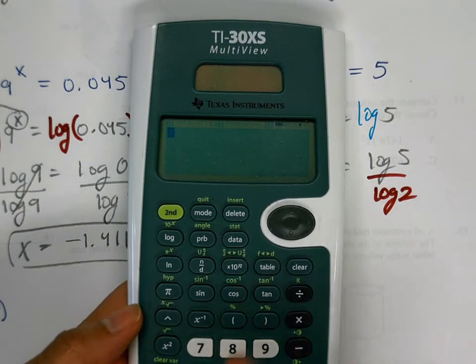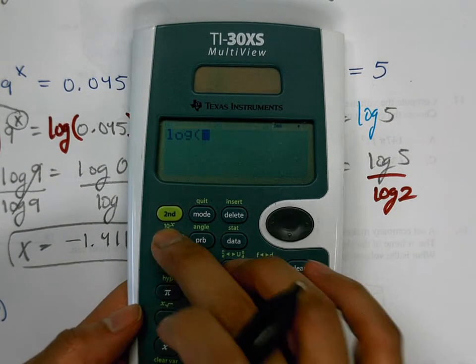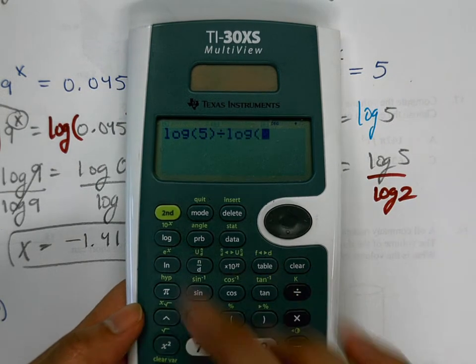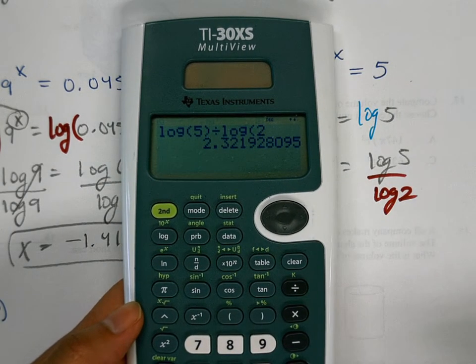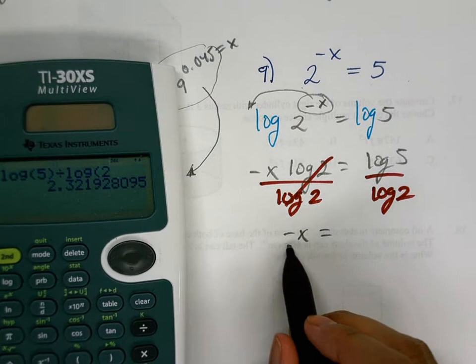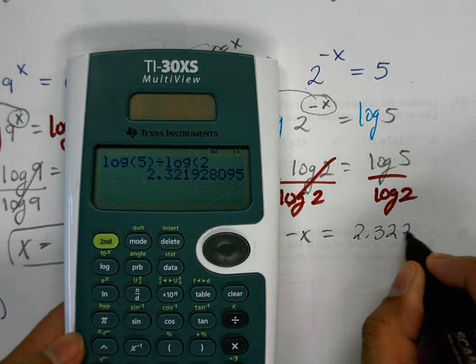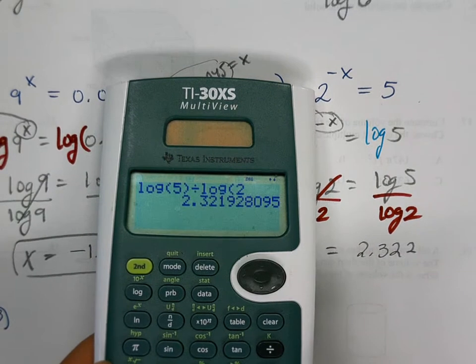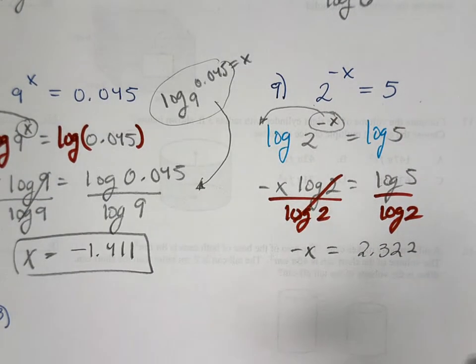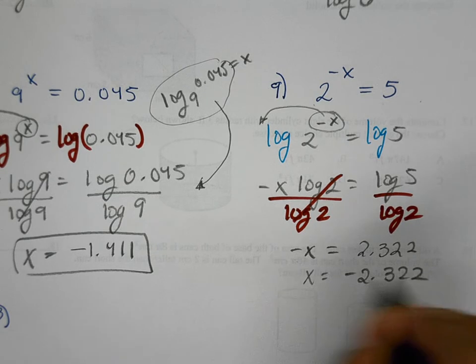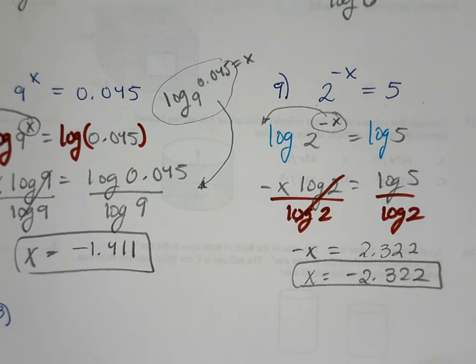Log of 5, close parentheses, divided by log of 2. And then I want to get rid, well, let me just write that down. 2.322, 3 decimal places, rounding, and then I'm going to divide both sides by a negative, negative 2.322. All right.